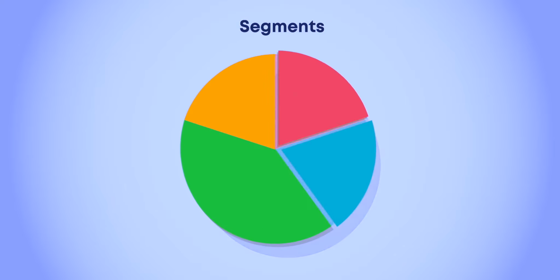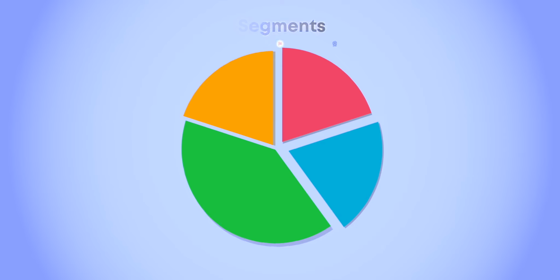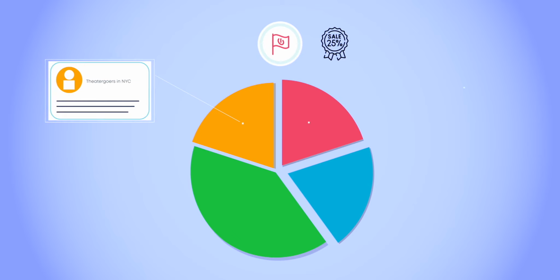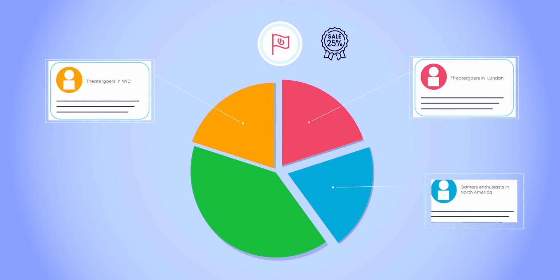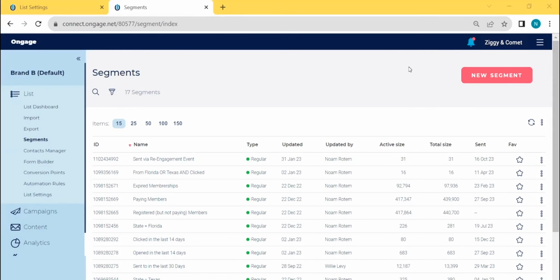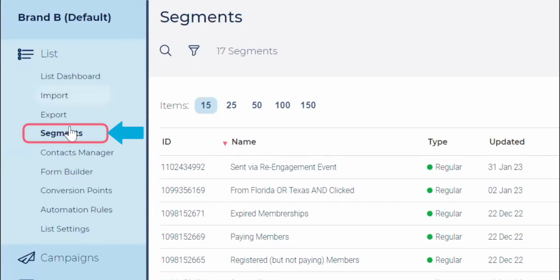Let's go! Segments are a way of defining a target audience that you want to address in an email or SMS campaign or event. For example, you may want to send a campaign with a special promotion to theater goers in New York City or London, or maybe gaming enthusiasts in North America. The options are endless and you have full control to create virtually any targeted audience you desire using the Ongage segments. So, we start by clicking on the segment menu item.